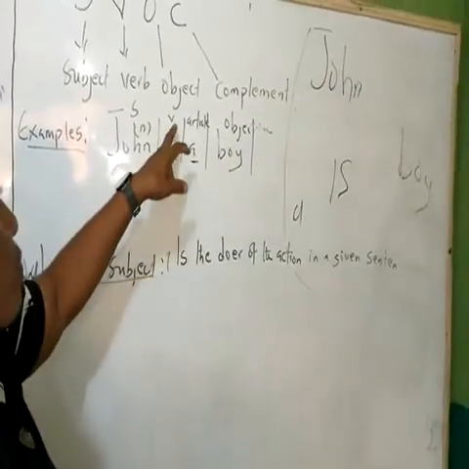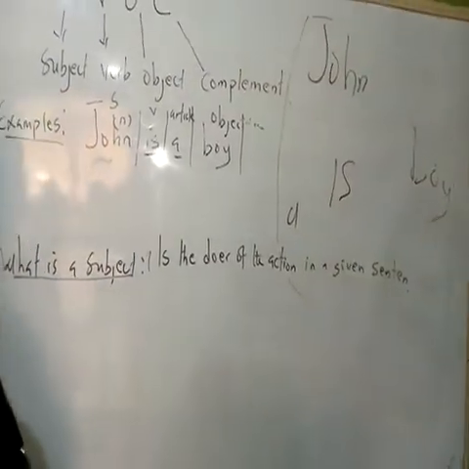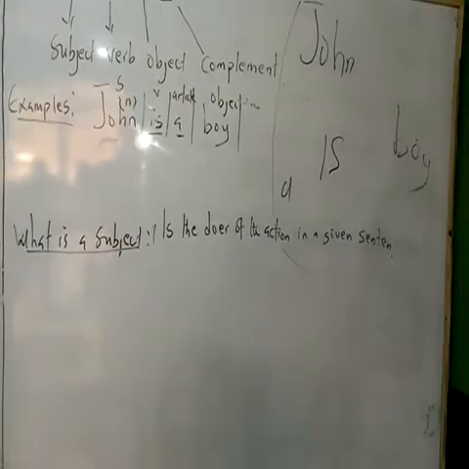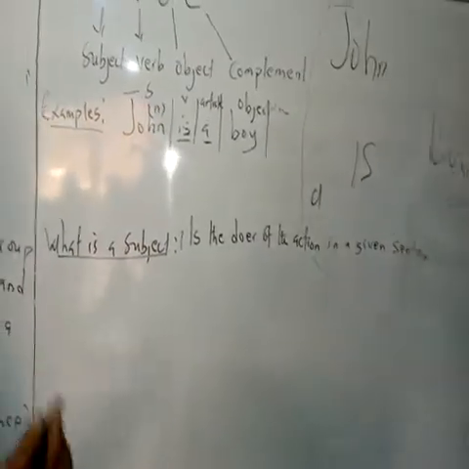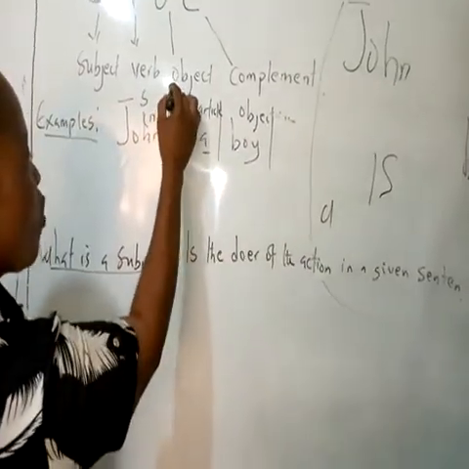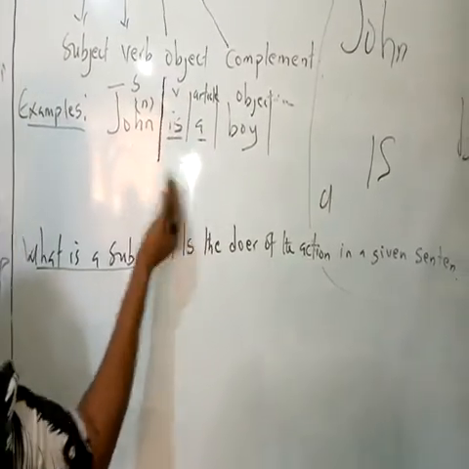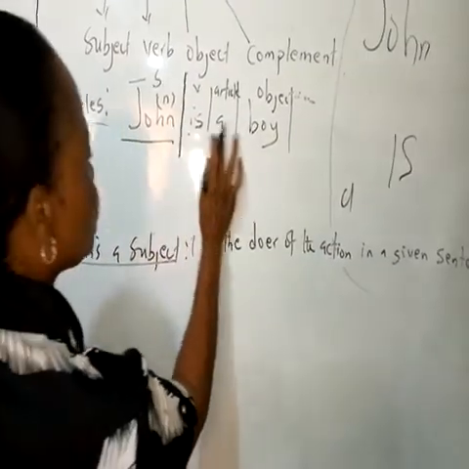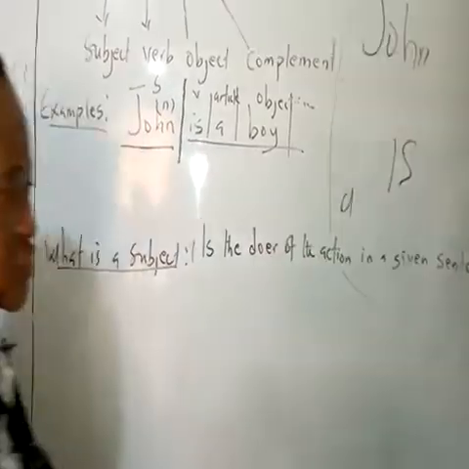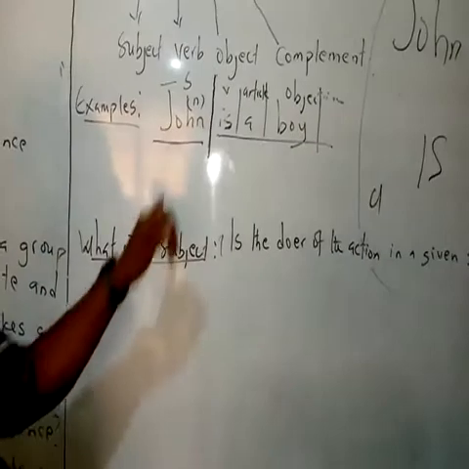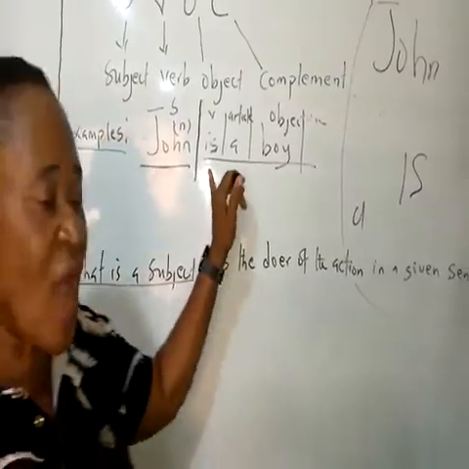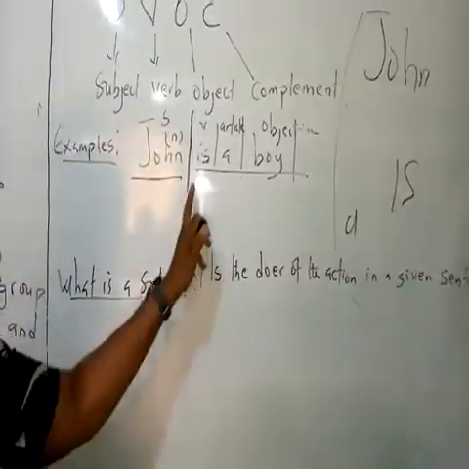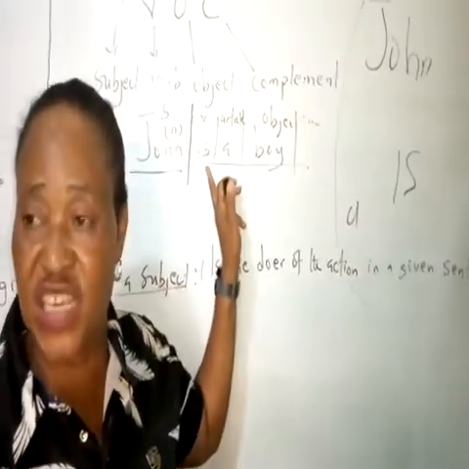Then the predicate is what gives us information about the subject. What is the predicate here? Once you are able to carve out the subject, the rest of the sentence becomes the predicate. I repeat, John is the subject. Once you are able to identify the subject, the rest of the sentence is the predicate.